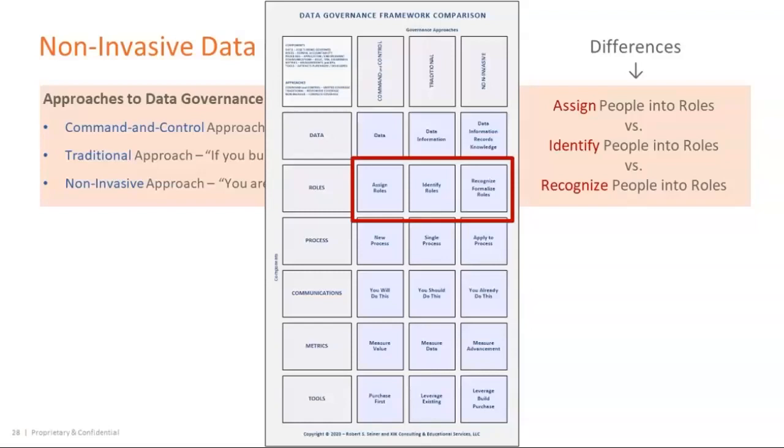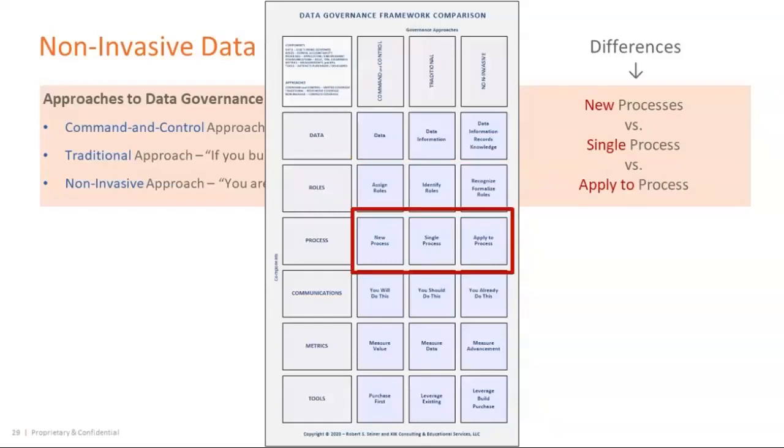And in a traditional approach, we're going to identify people into the roles, and that's good. I mean, we can start to identify who does what with the data across the organization, but it will really help if we would take an approach where we would recognize people into the roles. And there's a positive connotation that comes from recognition. So the difference between assign and identify and recognize really in a core way spells out the differences between the three approaches.